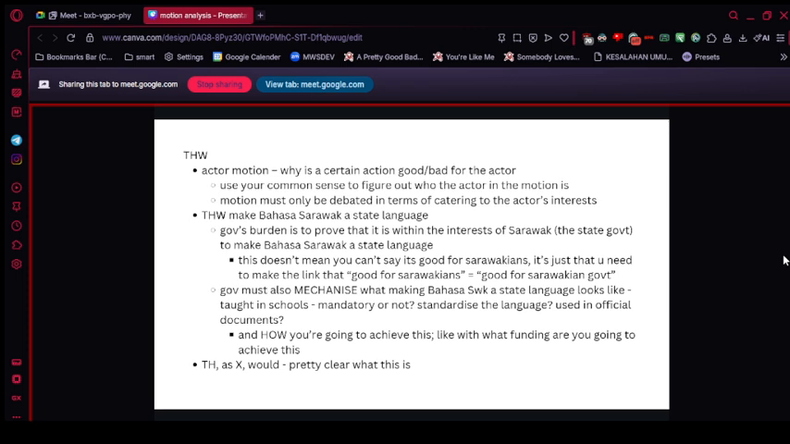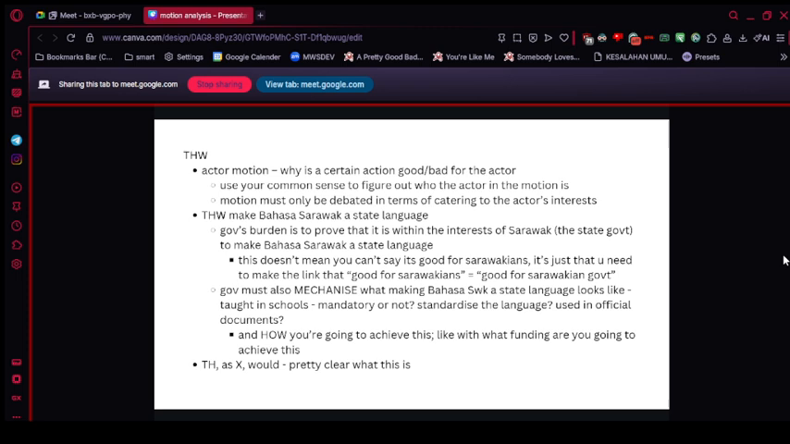And you need to provide mechanism because it needs to be clear what exactly making Bahasa Sarawak a state language is, because it's very unclear. Are you talking about it's going to be taught in schools? Are you thinking about, you're going to standardize how the language is being written and spoken? Or is it going to be used in official documents, etc., right? And then afterwards, how are you going to achieve this mechanism? How exactly is this mechanism going to be successful? Like what I mentioned earlier, how are you going to make sure you have enough teachers? What funding are you going to be achieving this with, for example, right?